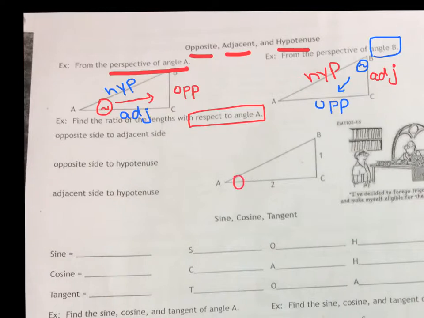So we are looking from angle A. Let's first label our sides. We have our hypotenuse, longest side. We have the side opposite the angle. And we have the side adjacent to the angle. Now furthermore, we know that this side is 1 and this side is 2. And we would use the Pythagorean theorem to solve for the hypotenuse.